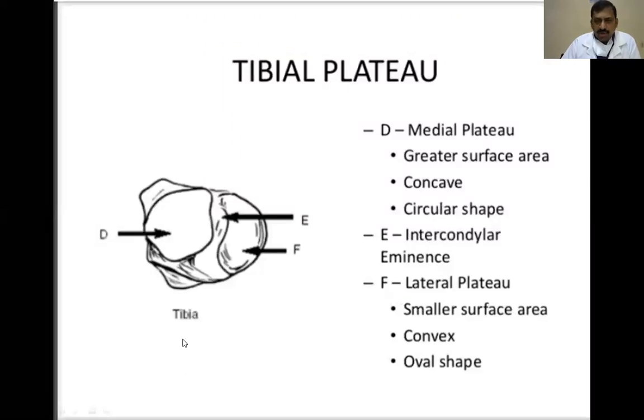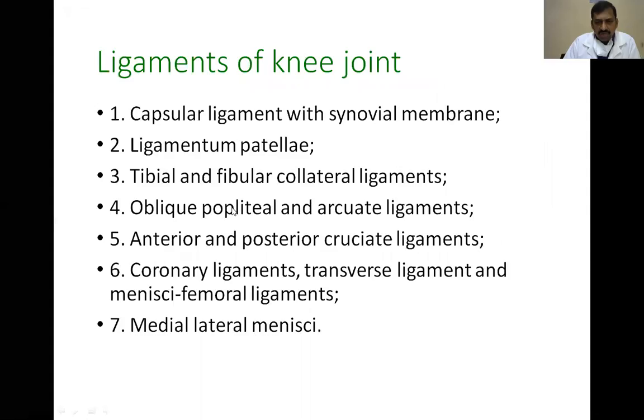Next, the tibial plateau, that is the tibial side of the articular surfaces. The medial plateau has a greater surface area, concave and circular. Then the intercondylar area: this is the intercondylar eminence or elevation. And the lateral plateau has a smaller surface area, convex and oval in shape. This is the lateral articular part of the tibial condyle.